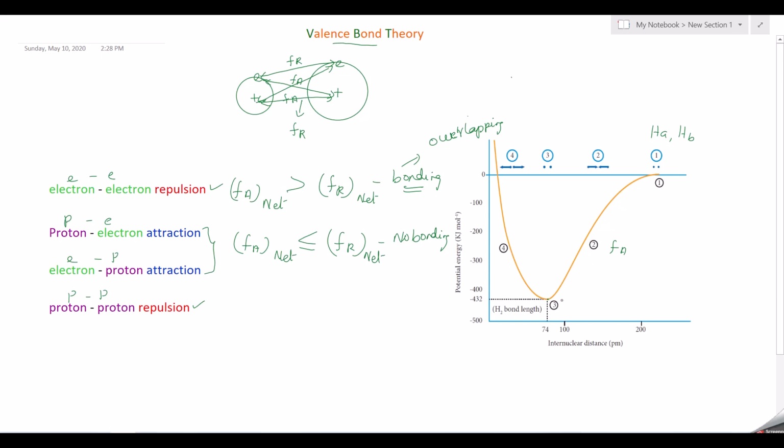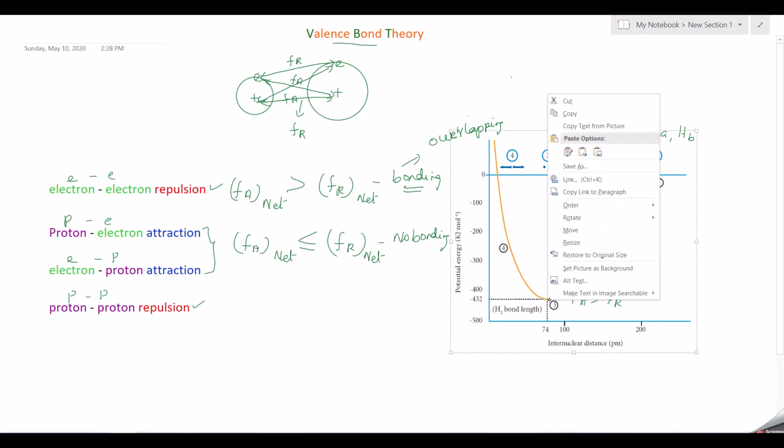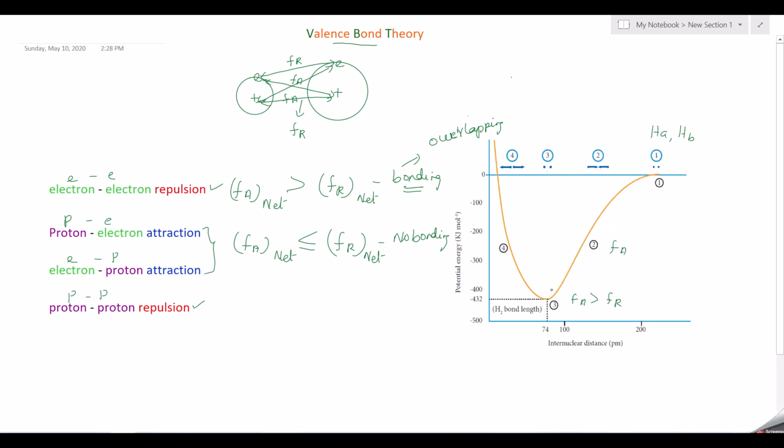When they reach this position, the force of attraction is greater than the force of repulsion and overbalances it. So at this point, maximum overlapping will take place. So this is point 3 where there is maximum overlapping of the atomic orbitals and the bond will be formed. The covalent bond between Ha and Hb will be formed. And the bond distance here is given as 74 picometer and 436 kilojoule energy is released.